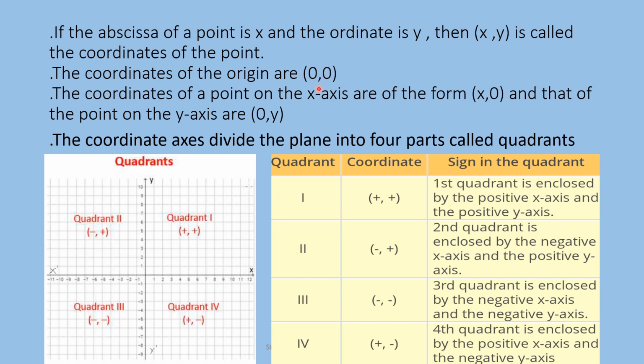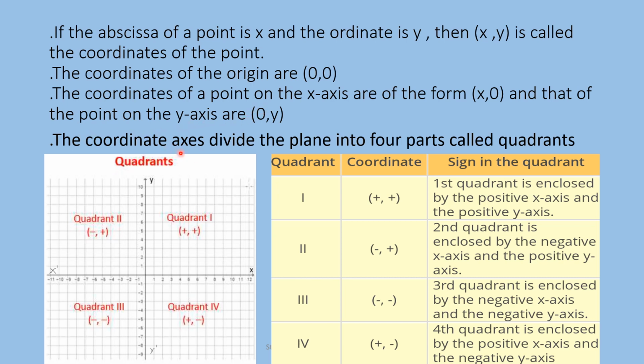The coordinates of the origin, that is the intersecting point of X' and Y', are (0, 0). The coordinates of a point on the x-axis are of the form (x, 0). That means when a point lies on the x-axis, its y-coordinate will be 0. The coordinates of a point on the y-axis are (0, y). That is, if a point is lying on Y', its x-coordinate will be 0. Therefore, it is of the form (0, y).